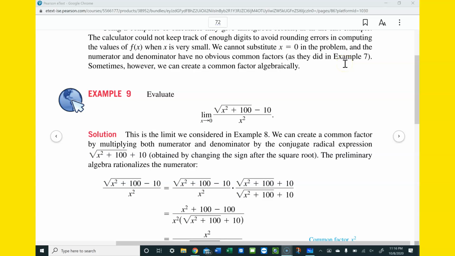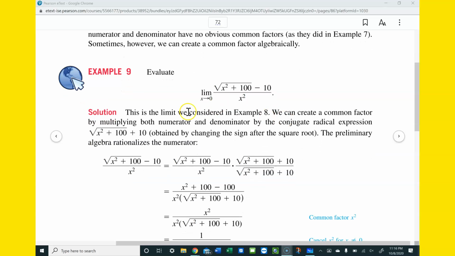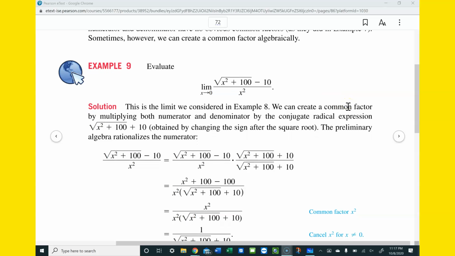So we're going to evaluate this problem by hand instead of with a calculator. We're going to have to use some algebra tricks to figure this out. The reason we can't just plug in 0 is that this gives us a 0 on the bottom, which is an undefined situation. So let's see what kind of tricks we can pull off here.